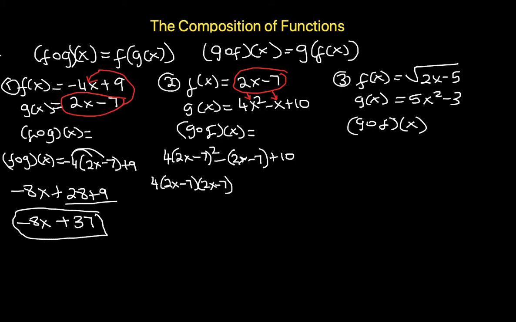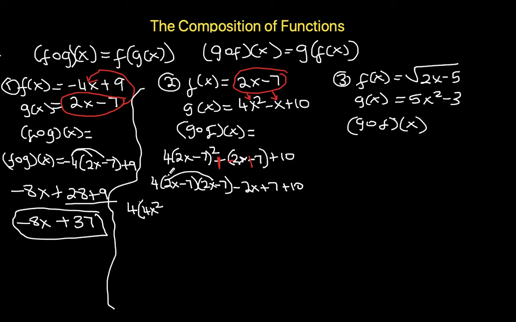Here I can go ahead and distribute the negative. Remember, when you're distributing a negative, change the sign, change that sign, change that sign. So now we have minus 2x plus 7 plus 10. I have to actually go ahead and FOIL all of this out. So let me draw a line here so we don't get mixed up. Okay, I have my 4 and then FOIL. 2x times 2x is 4x squared. 2x times -7 is -14x. -7 times 2x is -14x. -7 times -7 is a positive 49.